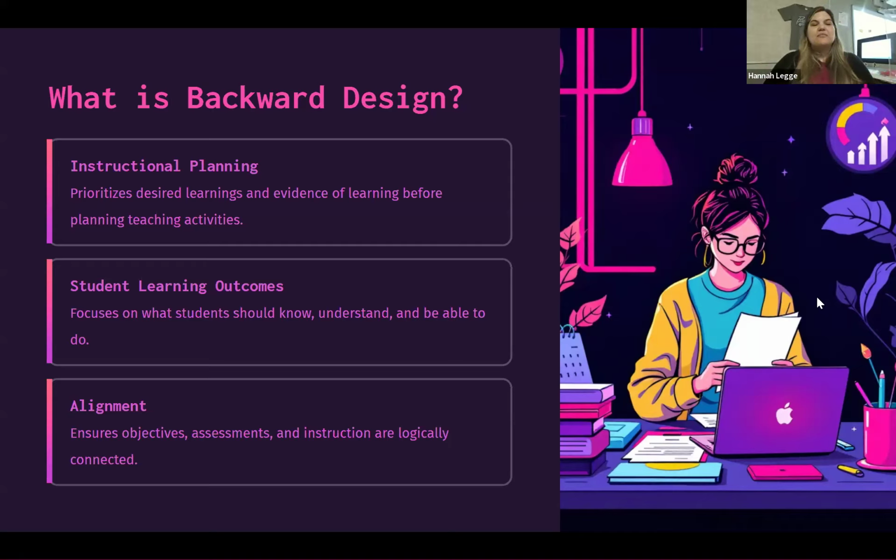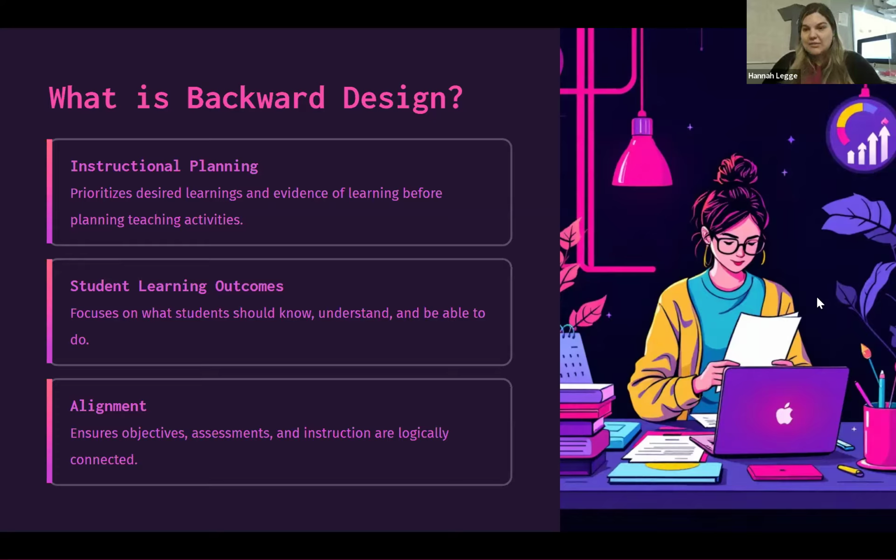So student learning outcomes focus on what students should know, understand, and be able to do. And we find that out based off of our TEKS, which is our Texas Essential Knowledge and Skills. So we're going to go over what breaking down a TEK looks like.